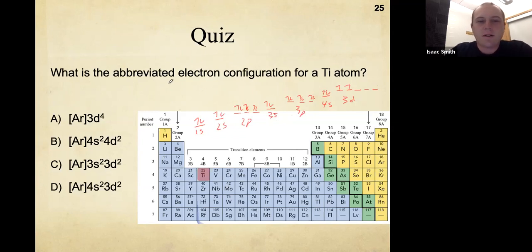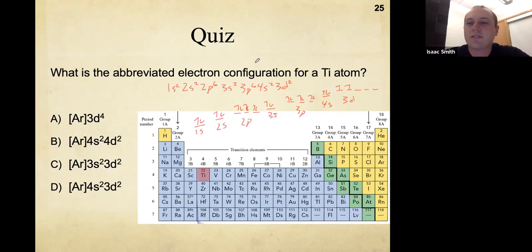If we write this out as the electron configuration, we have 1s2, 2s2, 2p6, 3s2, 3p6, 4s2, 3d2. So this was the answer to the quiz question we had earlier, the electron configuration for titanium.